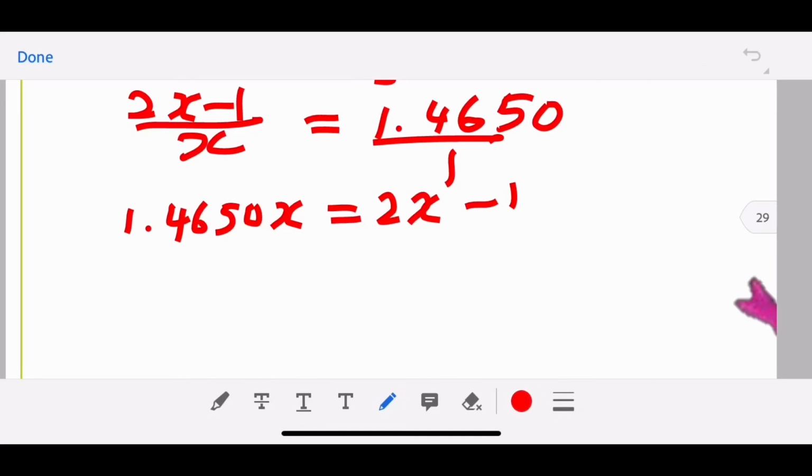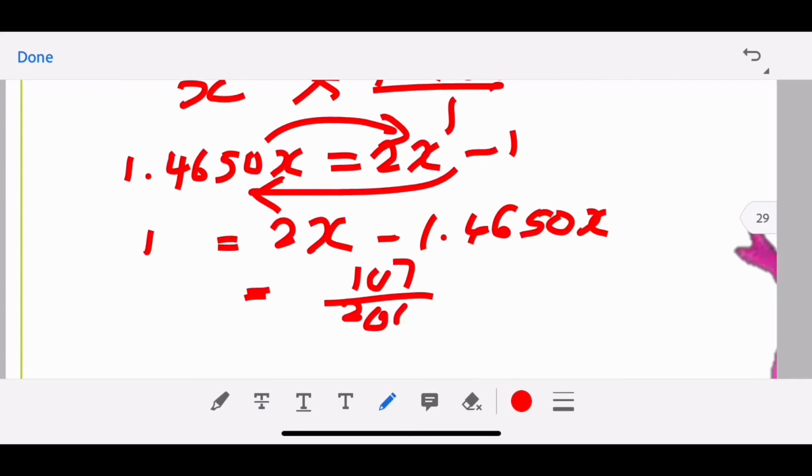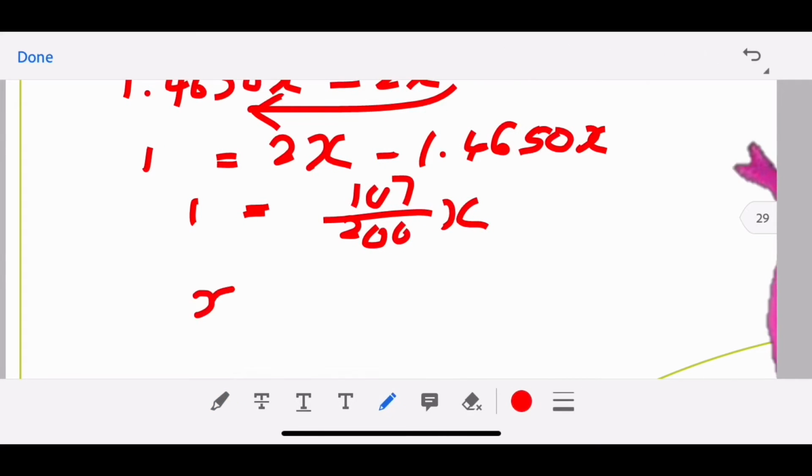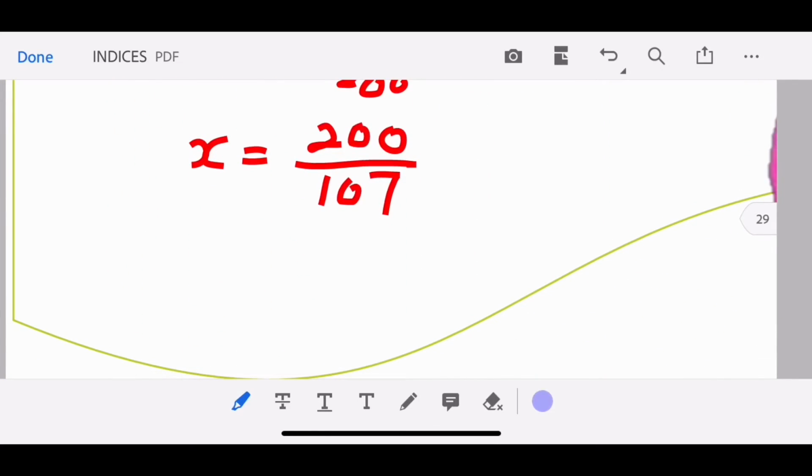Okay, so you have the 2x minus 1 equal to 1.4650x. Alright, so then you have to take all the x to one side before you can solve, right? So that means the 1 go to the left, become positive 1, and then 2x minus 1.4650x. So actually it's 2 minus 1.4650. You press the calculator, you get the decimal, and then you take the decimal, jot down. So 1 is equal to how many? Okay, so finally you solve it, and then your x is actually, okay, we take 2 minus 1.4650, we get 147 over 200 x equal to 1. So the x will be 200 over 147. Alright, so you can write in fraction, or you can convert to decimal later on. Okay, so if you write in decimal, make sure you follow the instruction.